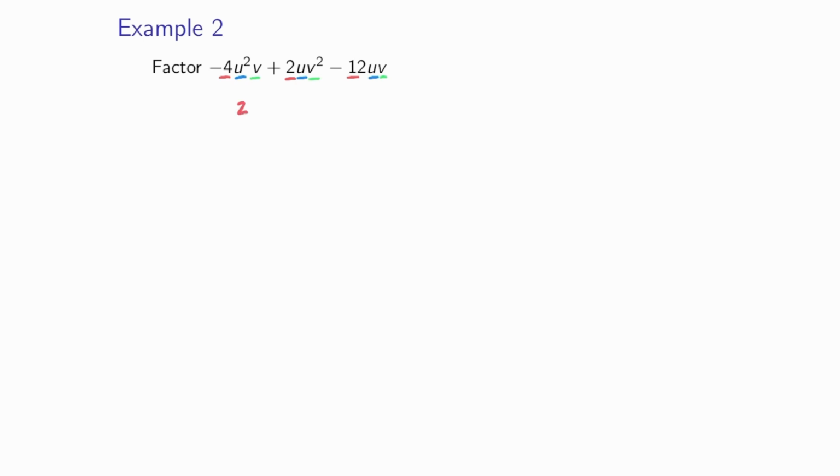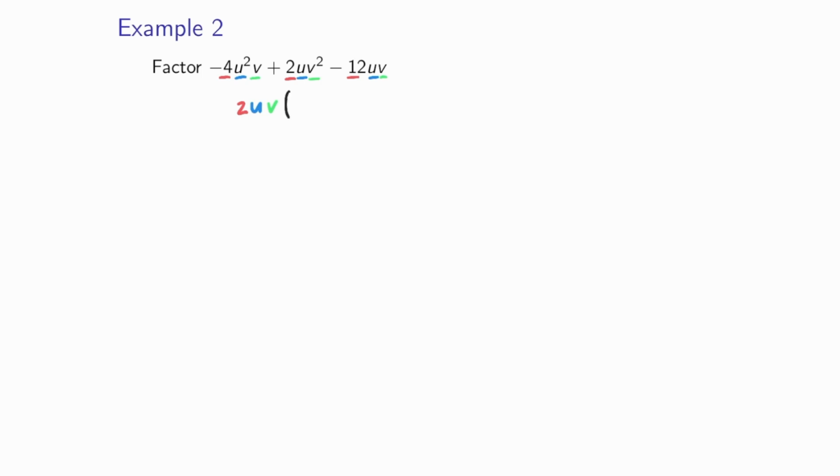And then we have the u factors. We have u squared, u, and u. The largest power of u that they all have in common is u to the first. Okay, and then finally the v. So for the v factors, we have v squared, and v. The largest power of v they all have in common is v to the first. So 2uv is the greatest common factor.